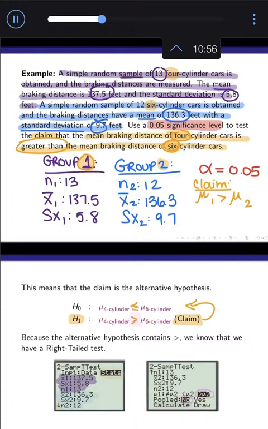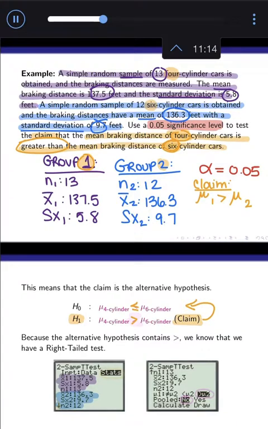Then our second group had a sample size of 12, a sample mean of 136.3, and a standard deviation of 9.7. So we'd plug all this information into our 2-SampTTest.